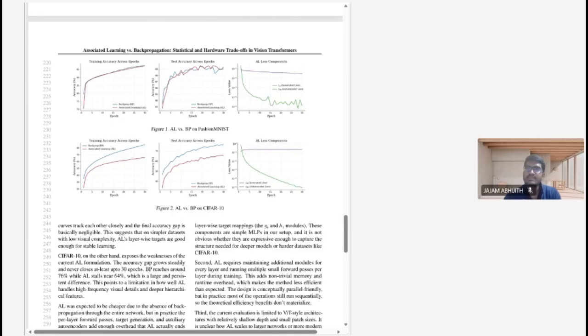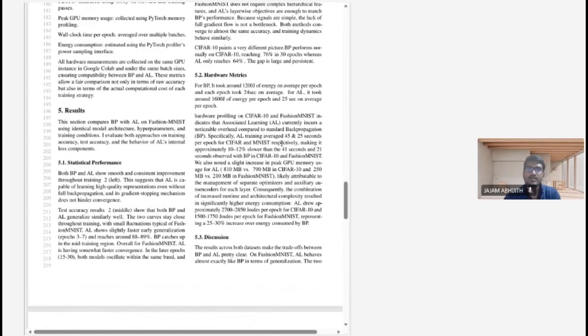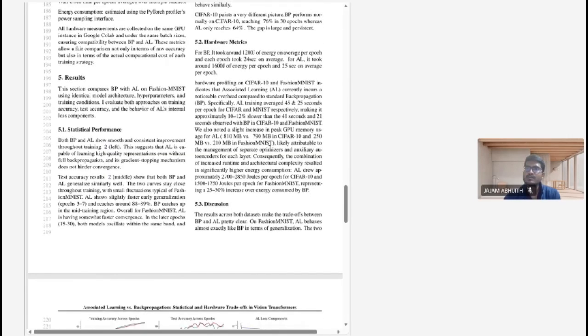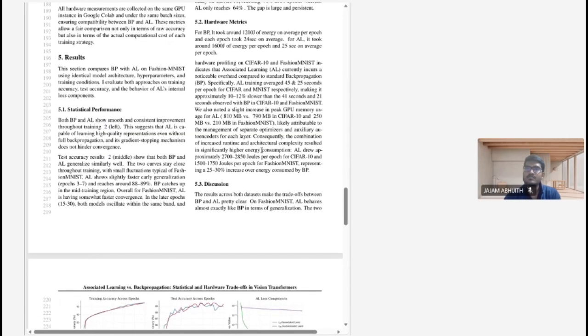For CIFAR-10, the gap is even more noticeable. BP averaged 41 seconds per epoch, but AL took 45 seconds. That's about 10 to 12% slower. Peak GPU memory usage was also slightly higher for AL. It was 810 megabytes, and for backpropagation it was 250 for CIFAR-10, and it was 210 on FashionMNIST. This extra memory is probably because AL needs to maintain separate optimizers and those auxiliary autoencoder modules for every single layer.